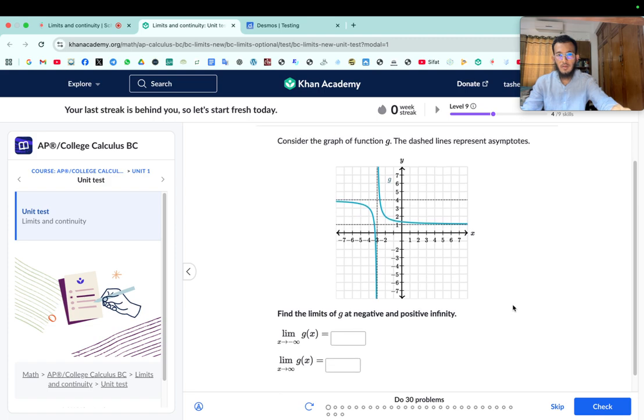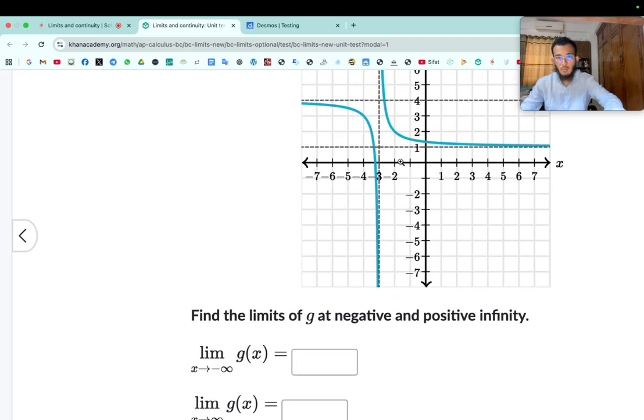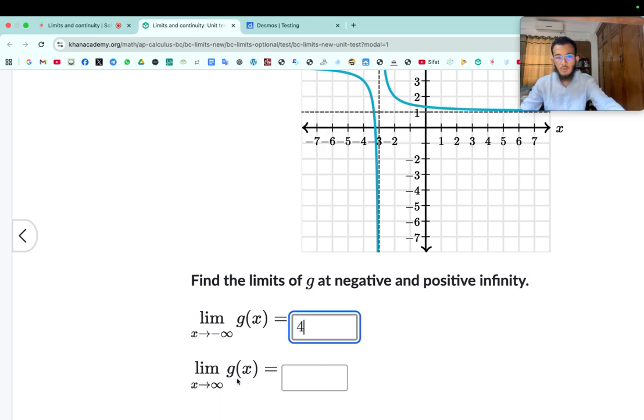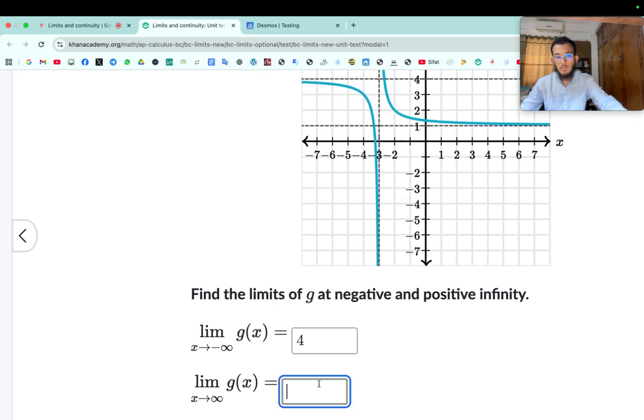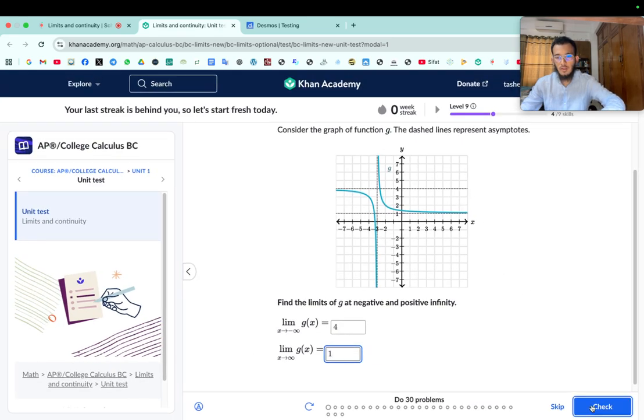Okay, so consider the graph of function g. The dashed lines represent asymptotes. What are the limits of g at negative and positive infinity? Okay, so what is the limit of g at negative infinity? If we approach negative infinity, we can see that the graph is approaching positive 4. And if we approach positive infinity, we can see the graph is approaching positive 1. So that's why that will be the answer.